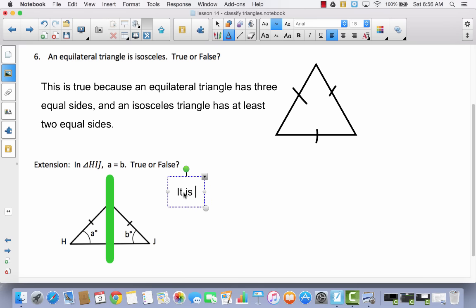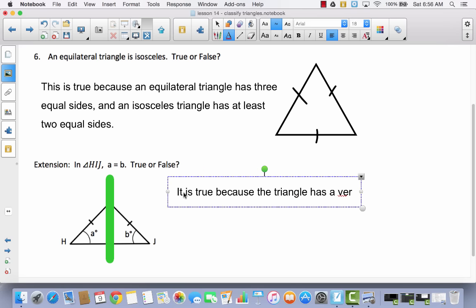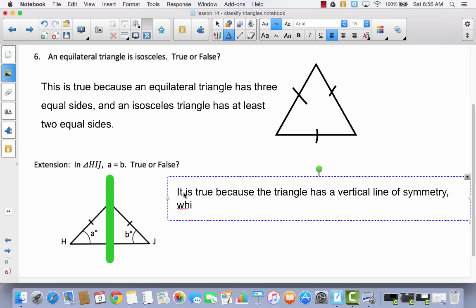It is true because the triangle has a vertical line of symmetry, which means angle A and angle B are equal.